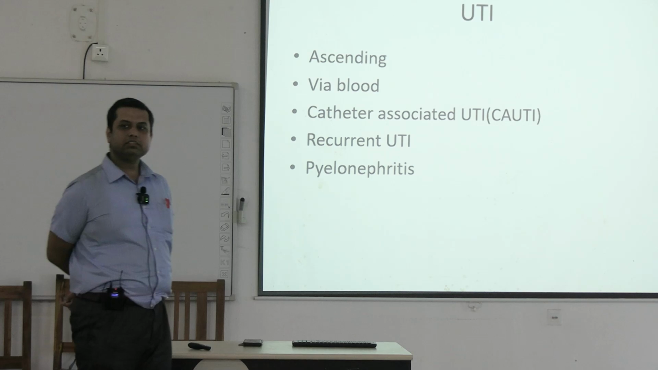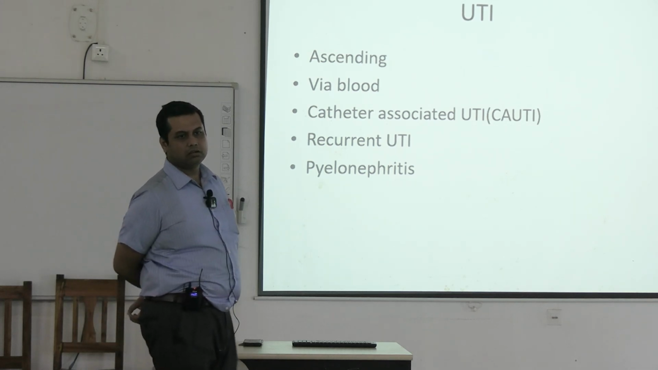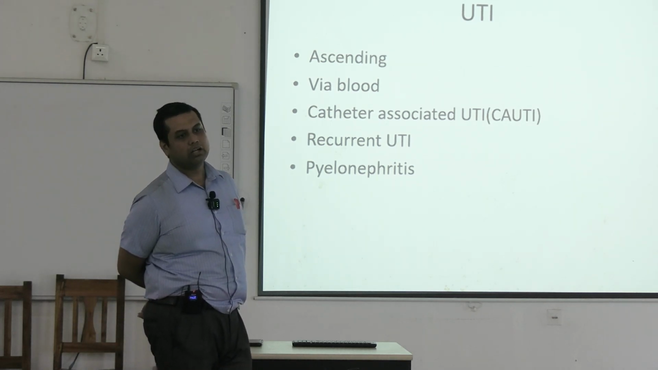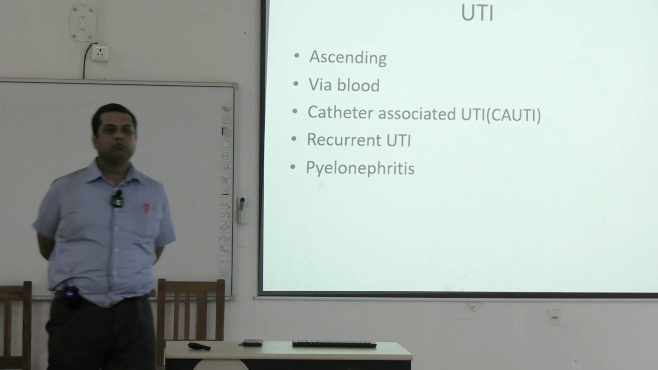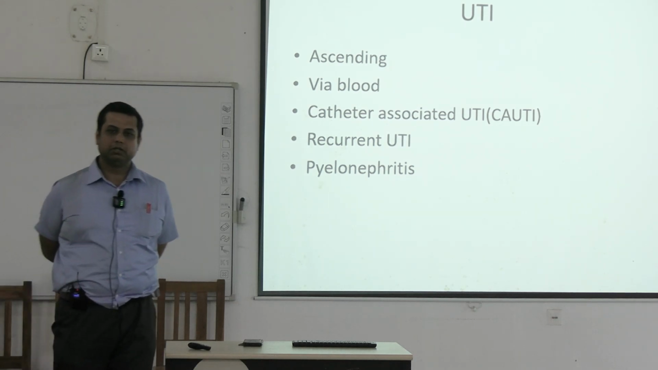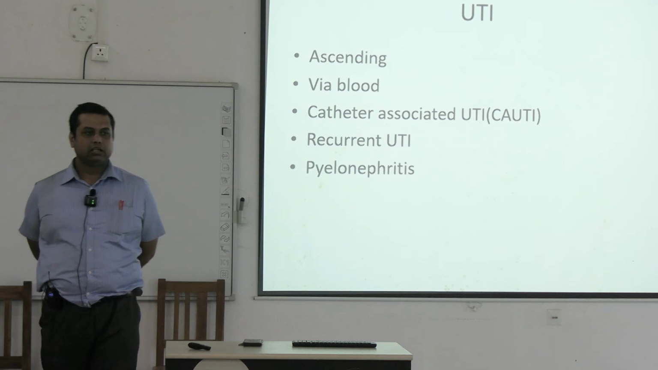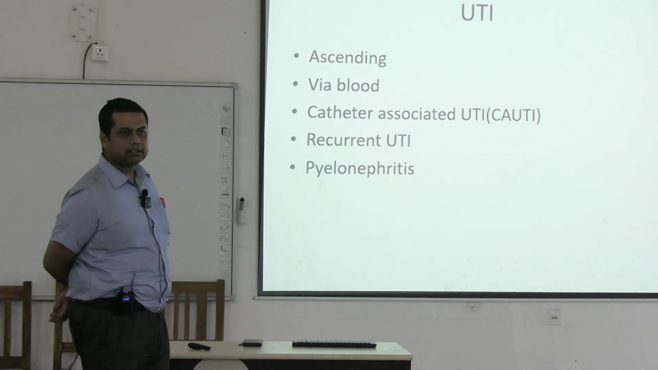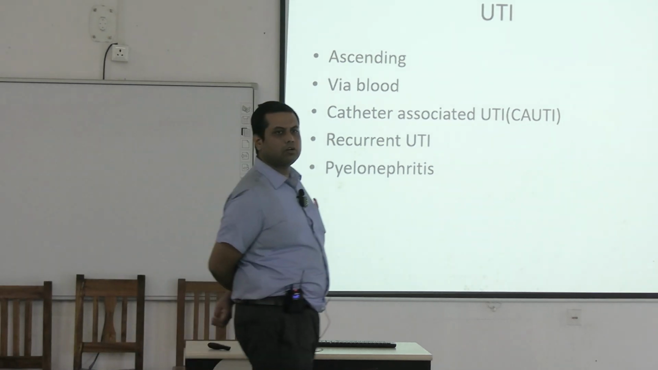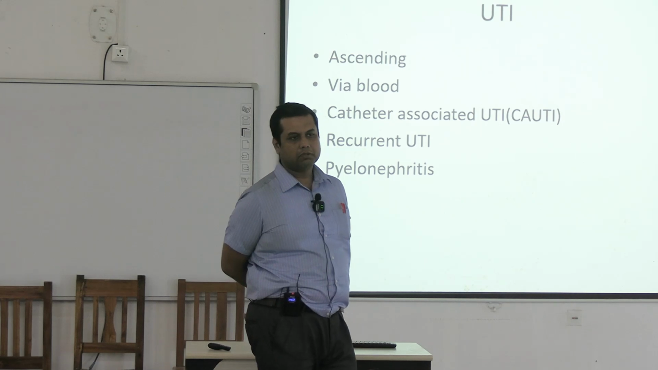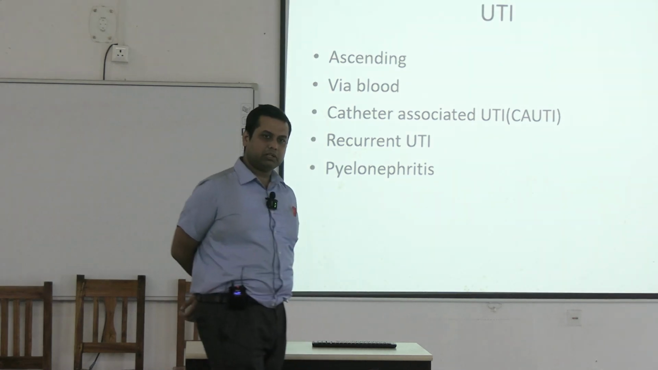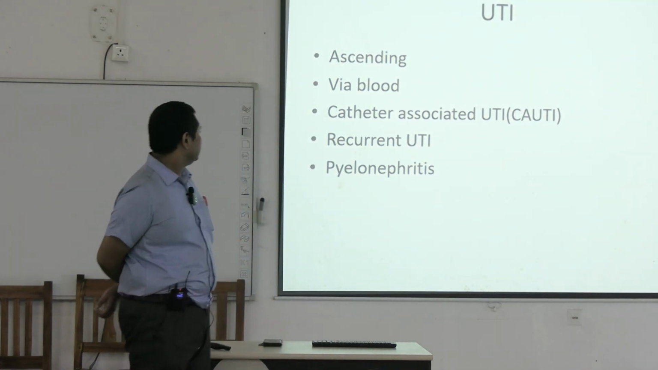Most common organism: E. coli. The most common organism to cause UTI is E. coli. The gram-negative bacteria are the most common organisms that cause UTI. There are also some gram-positive bacteria.